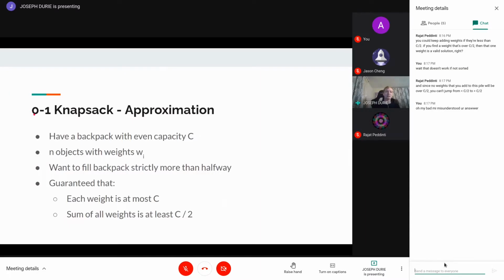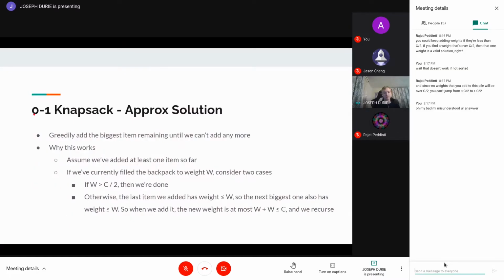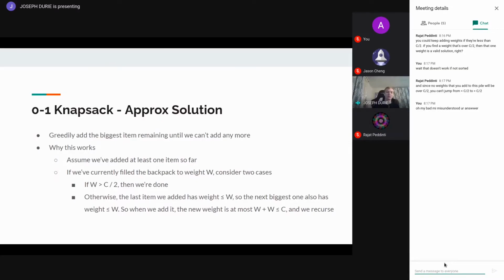So another solution that's kind of along the same lines is we greedily add the biggest item we can until it doesn't fit. And we can show that this will always be strictly more than C over 2. So why this works is, assume we've added at least one item so far, which we can because all our items fit inside the knapsack. If we've currently filled the backpack to weight W, then we have two cases. If it's bigger than C over 2, then we're done. So if the cumulative sum is bigger than C over 2, then we're done.